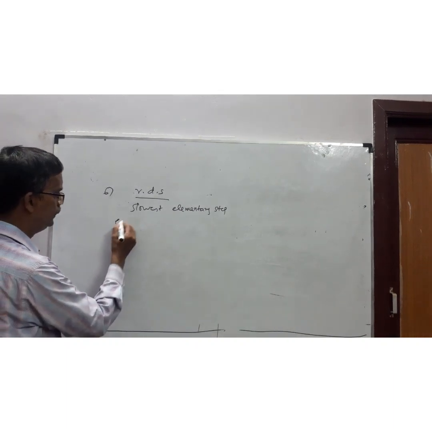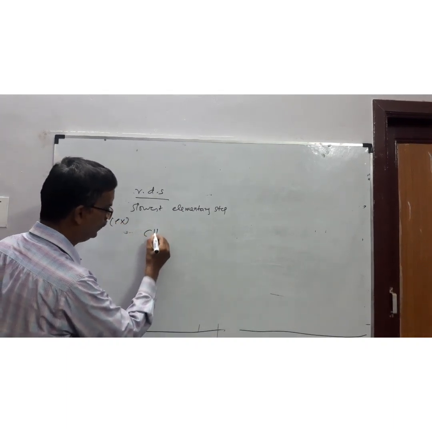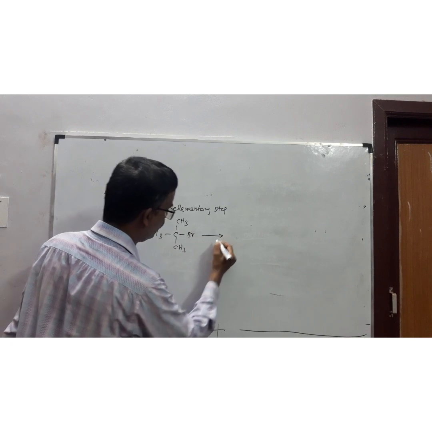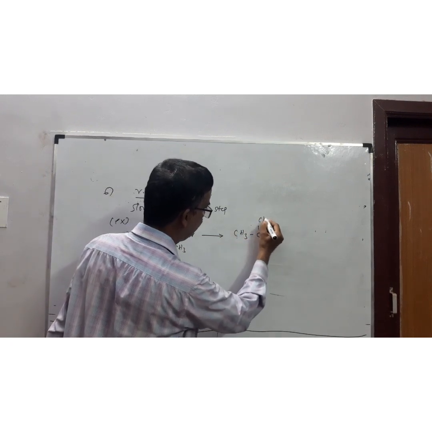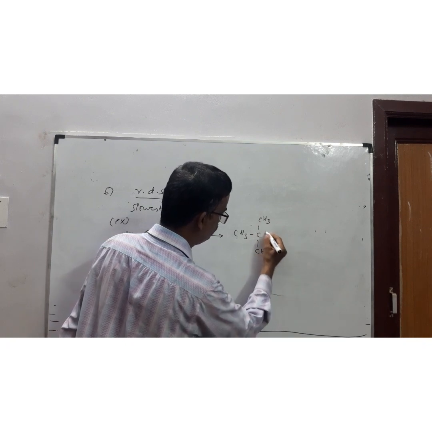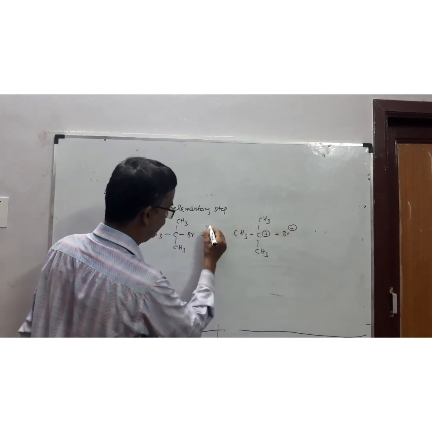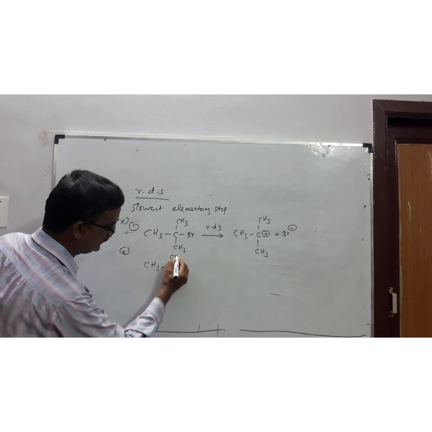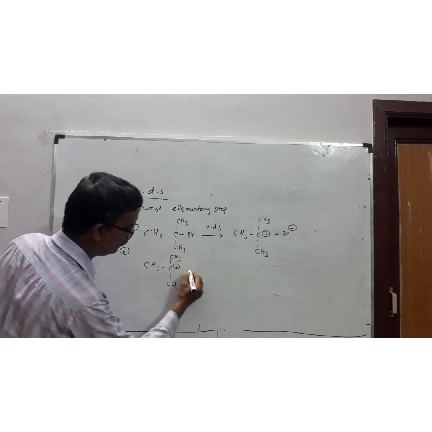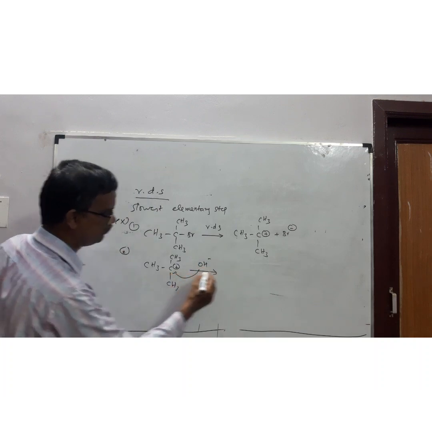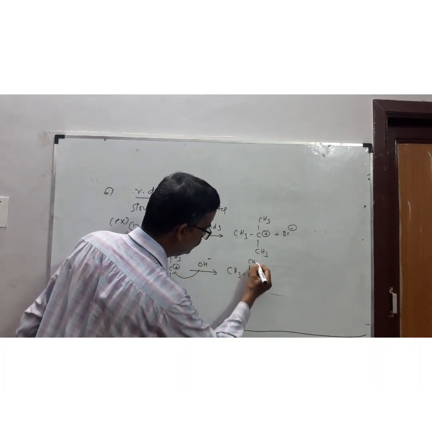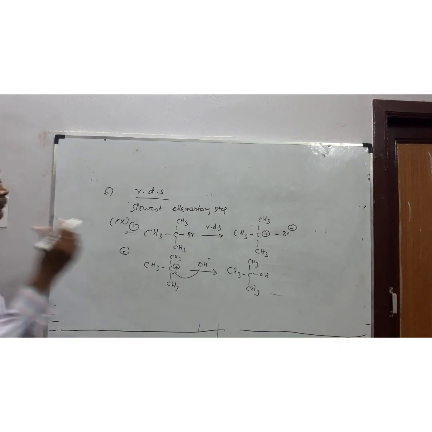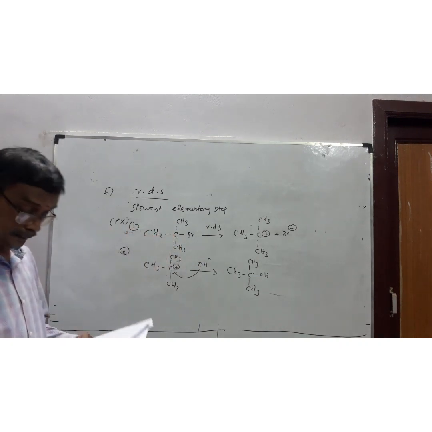For example, in the hydrolysis of tertiary butyl bromide, the first step forms a carbocation, the tertiary butyl carbonium ion. This is the slowest step, the rate determining step. In the second step, nucleophile OH minus attacks and gives tertiary butyl alcohol. So the first step, the formation of the tertiary butyl carbonium ion, is the slowest step, the rate determining step.